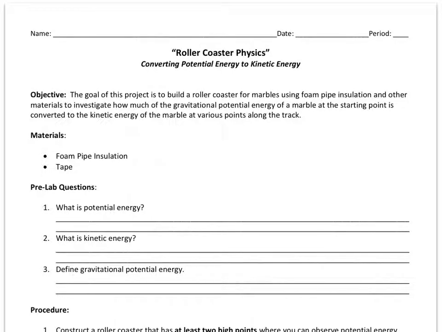Okay, this is a short tutorial on how to answer the roller coaster physics lab analysis and conclusion questions for 8th grade science. The first one, the pre-lab questions, you can find all of these in your notes, 6.1, and if you don't have those notes with you, you can just simply look up those definitions on the internet, because that's what they're looking for: the definition of potential energy, kinetic energy, and gravitational potential energy.